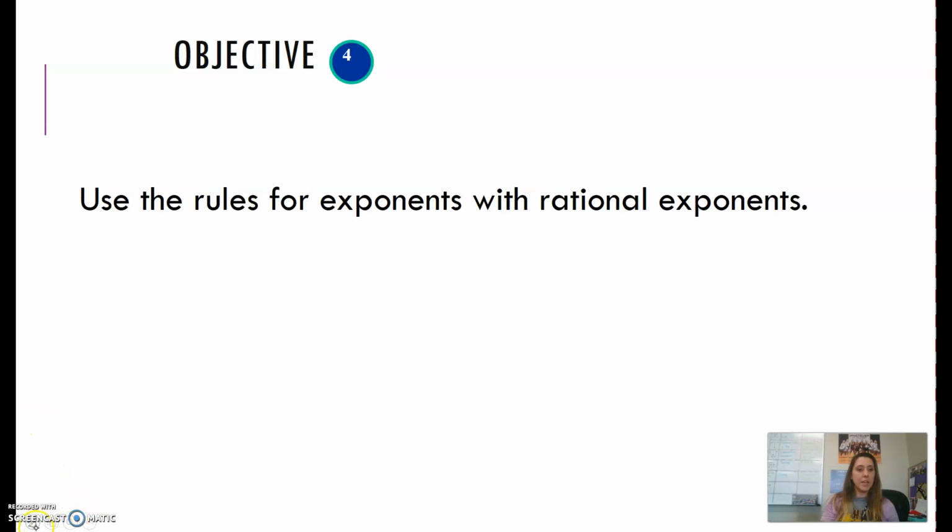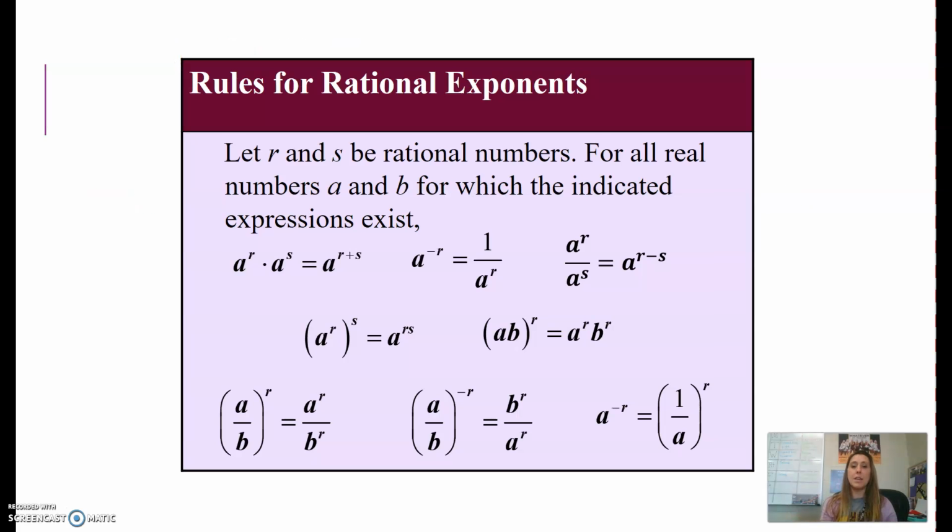All right, functions. We are going to move on to using the rules of exponents with rational exponents. So remember, when we hear the word rational, we should be thinking fraction. Just like rational expressions that we just did in the last unit, which were all fractions, now we're going to have fraction exponents, so rational exponents.